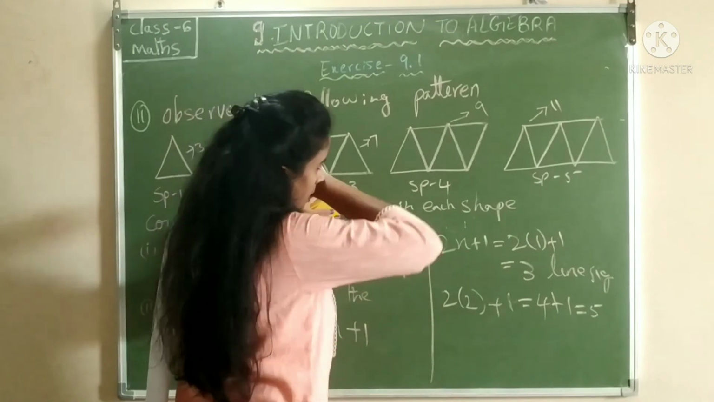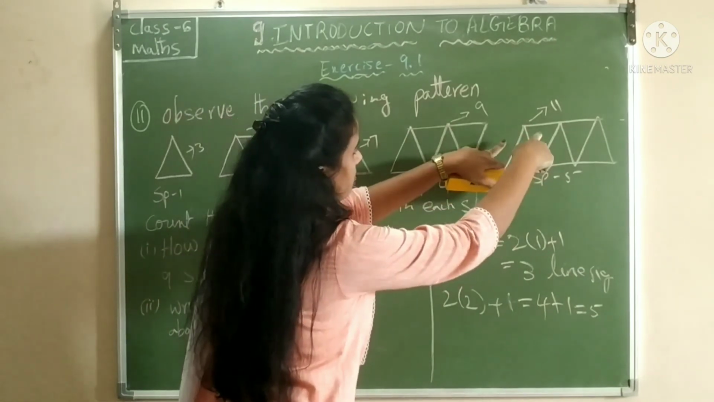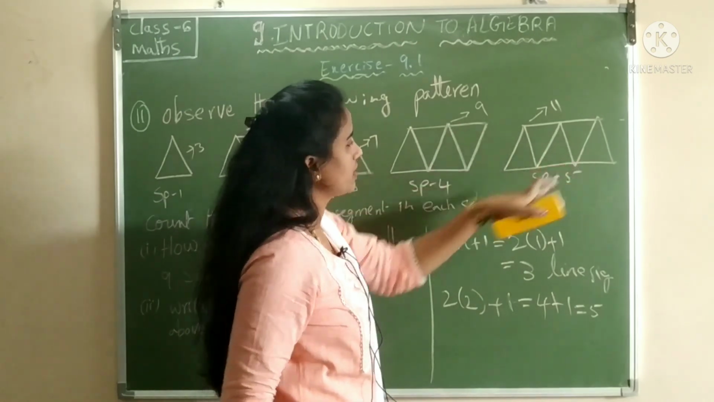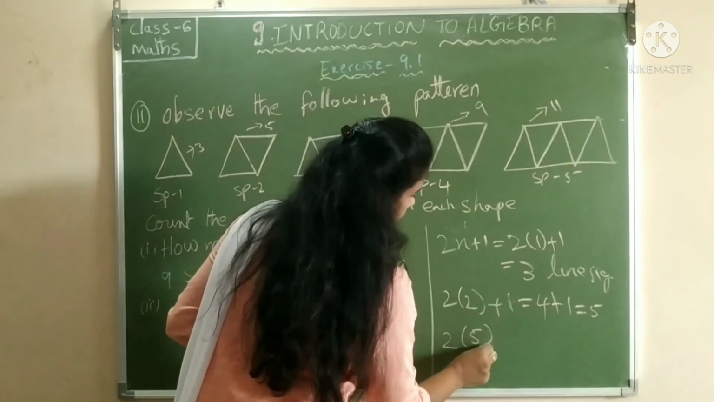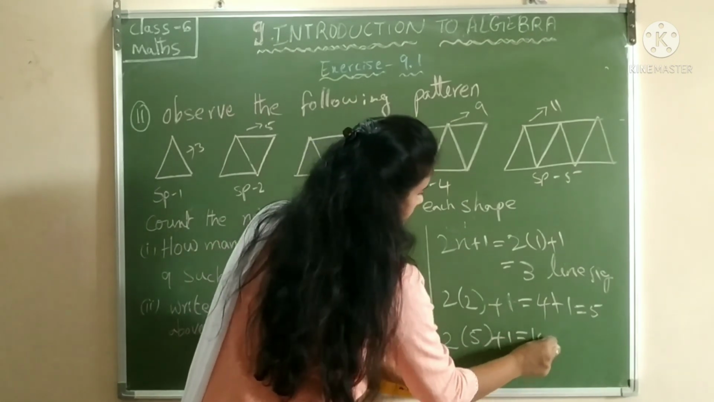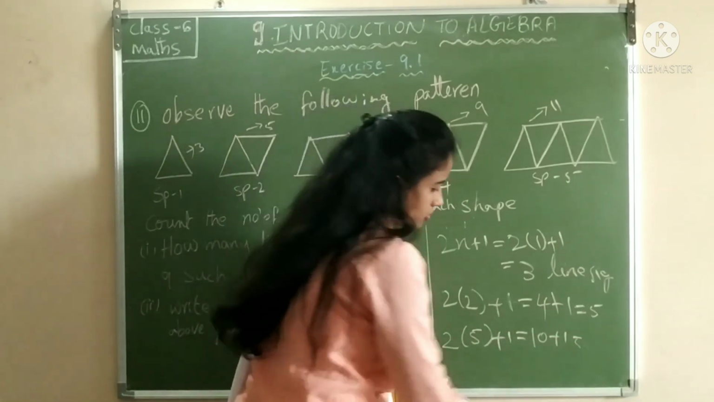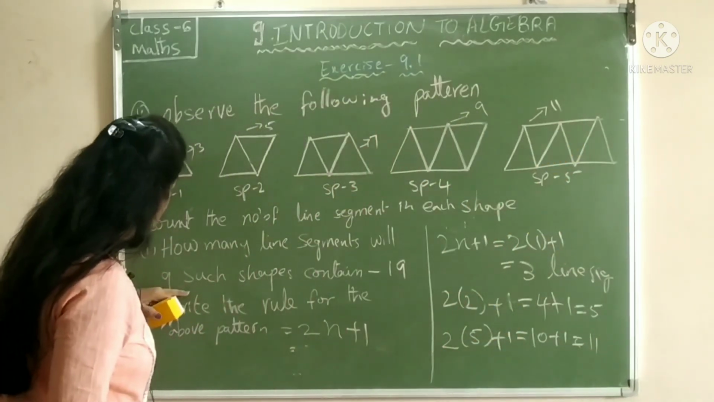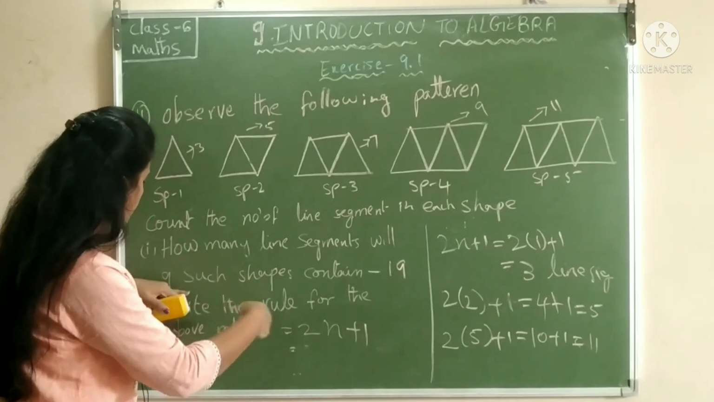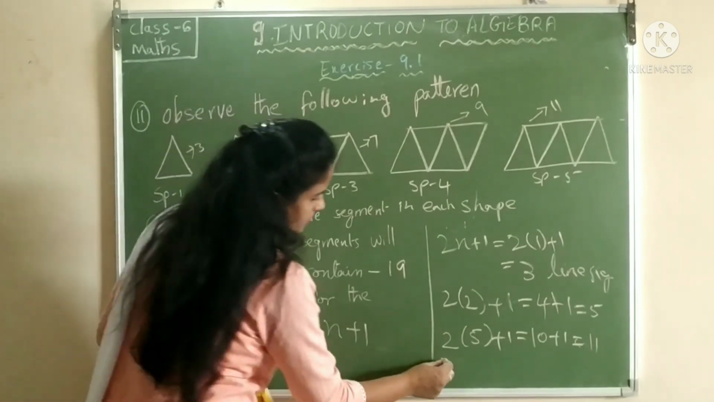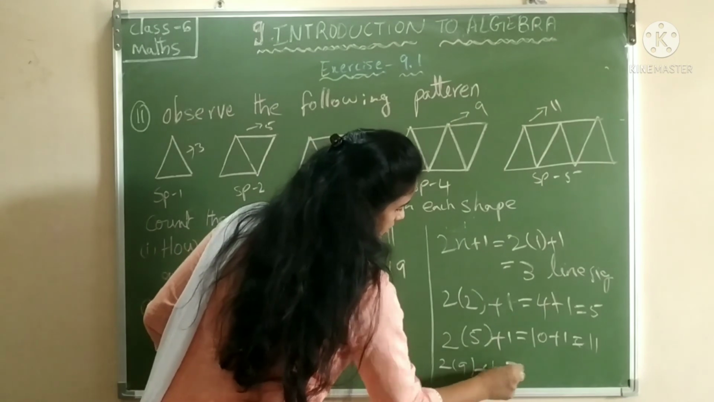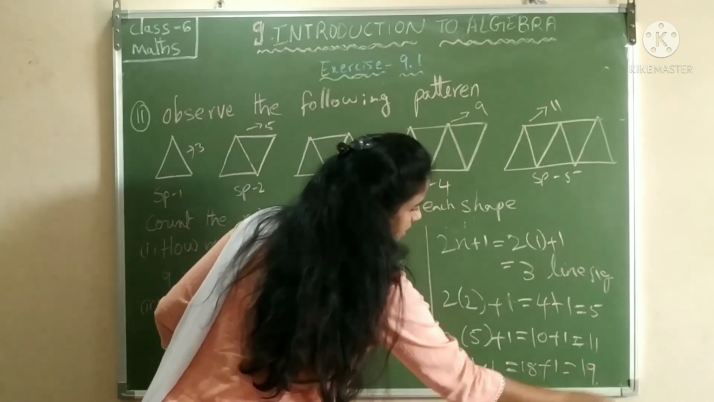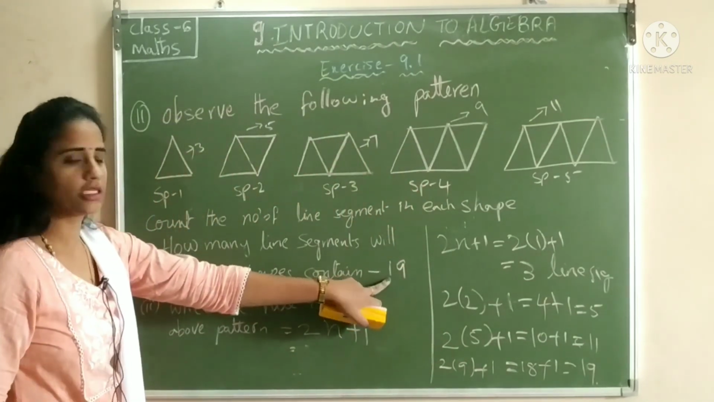Okay, like that. Suppose now 1, 2, 3, 4, 5. Take 5. 2 into 5 plus 1. 2 fives are 10 plus 1. How many line segments we needed? 11 line segments. See. Okay, like that. For 9 shapes, 9 number of shapes we needed. 2 into 9 plus 1 is equal to 18 plus 1. 2 nines are 18. Okay, 19 line segments. See, 19 segments you needed.